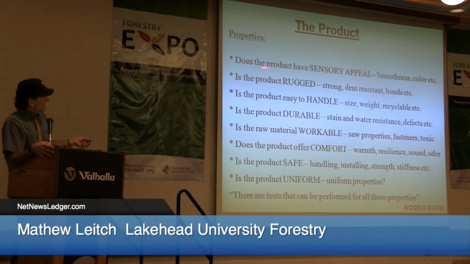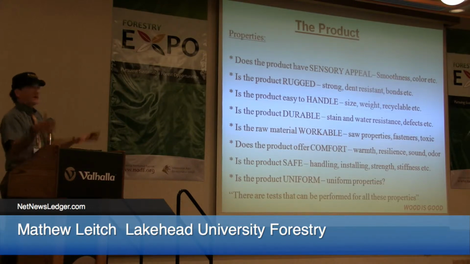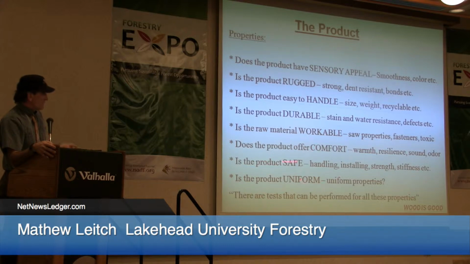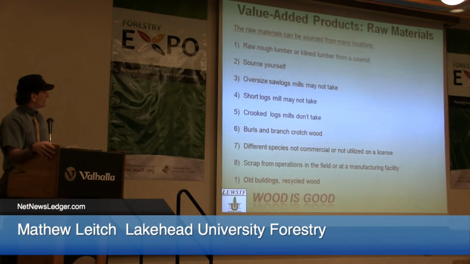So when you're building a product, this is also important for when it comes to shipping. Sensory appeal. People like wood products. How does it look? Is it rugged? Can it easily be handled? Is it durable for shipping and handling, what have you? Workable? Is it a comfortable thing? So, everyone loves wood because it's got that really nice feeling in rooms and what have you, like in here. It looks much nicer with wood than it would with, say, drop ceilings and white panels. Is it a safe thing? Is it uniform? Properties. All these tests can be done, and this will help towards marketability.